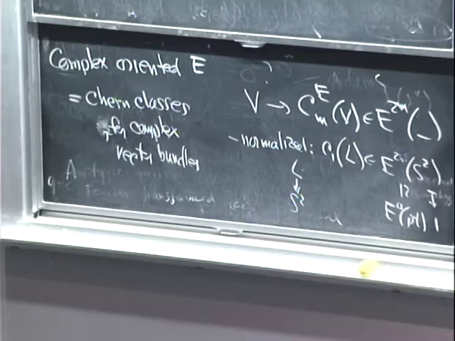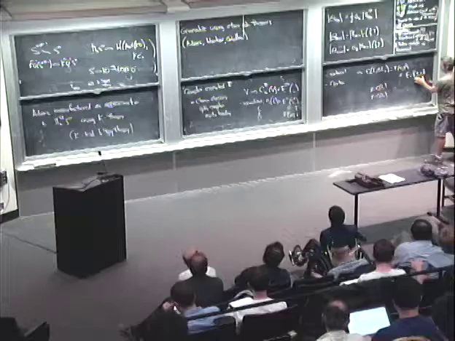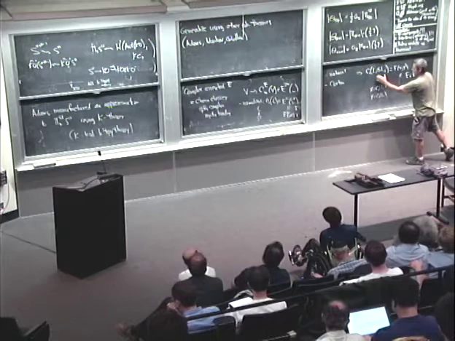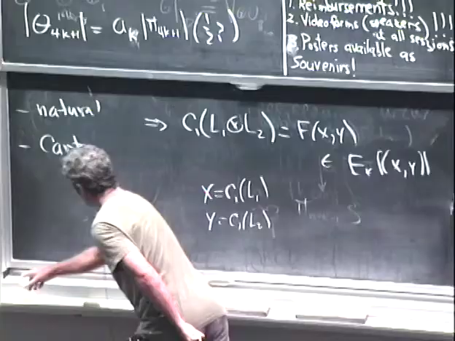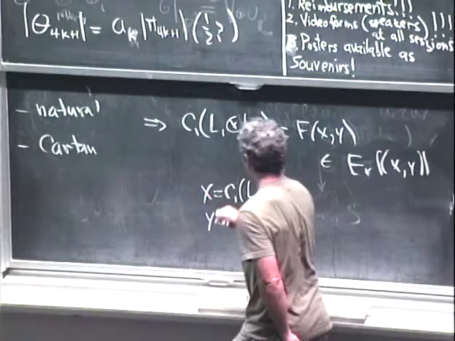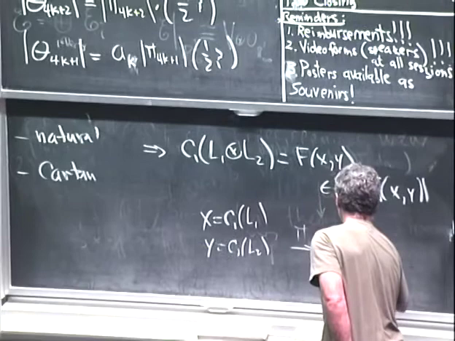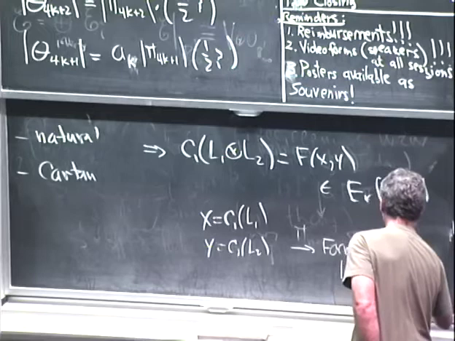Where X is the first Chern class of L1, and Y is the first Chern class of L2. So this data is already enough to show that the first Chern class of a tensor product of two line bundles is given by a formal power series in the cohomology of a point of the first Chern class of each of the individual factors. And in fact, by the associativity of the tensor product, this gives a formal group law over the coefficient ring.